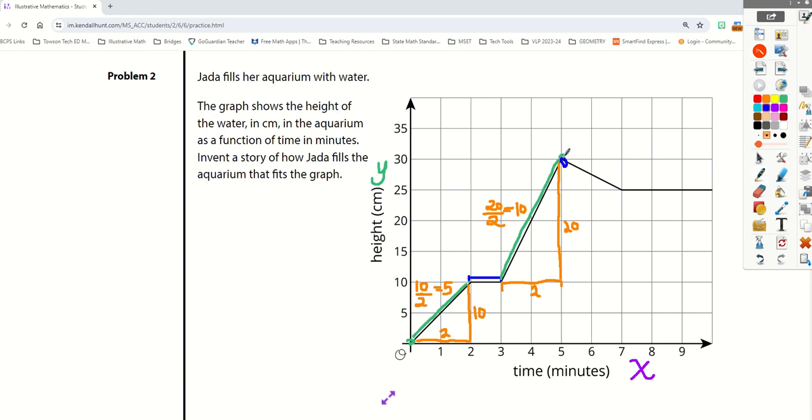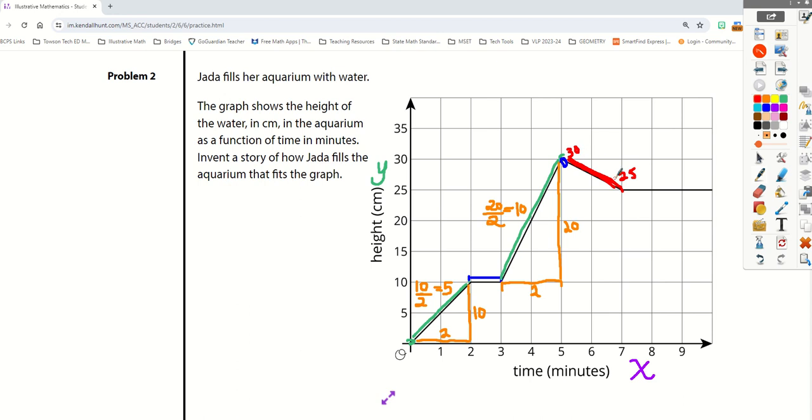And notice there's something going down, right? So there is a decline in the water. There are a couple of things that could be happening here. Maybe there's a leak in the tank, right? Maybe she filled the tank up too far and she's letting some of the water out. But regardless, she's getting rid of some of the water. So she went from 30 down to 25. So she let 5 centimeters of water out of her tank, right?